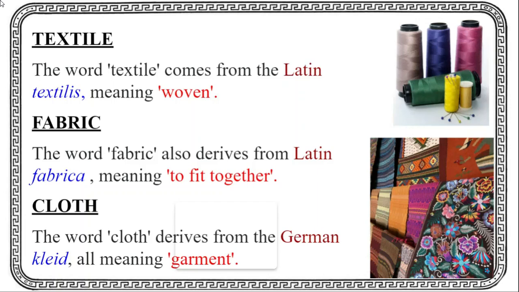What is textile? The word textile comes from the Latin textilis, meaning woven. What is fabric? The word fabric is also derived from the Latin word fabrica, meaning to fit together. What is cloth? The word cloth derives from the German word Kleid, which means garment.